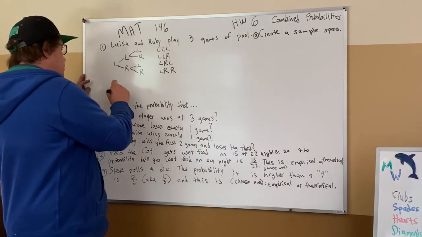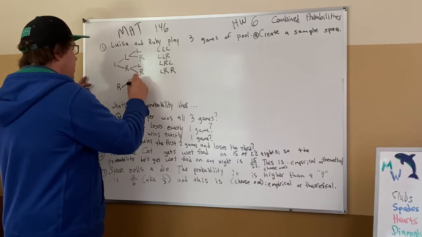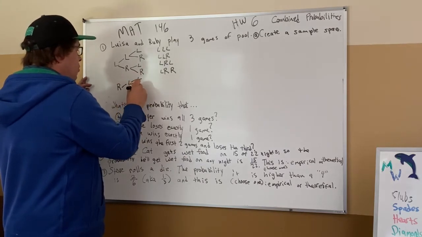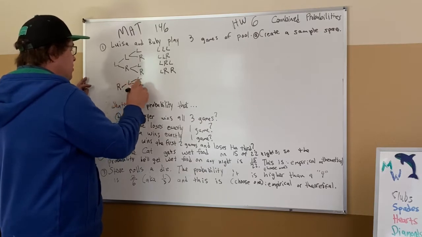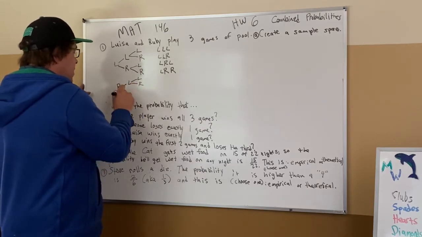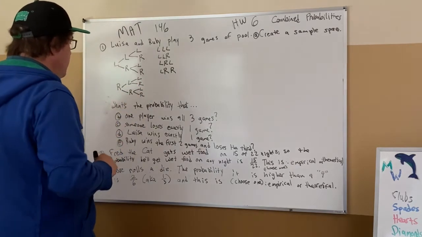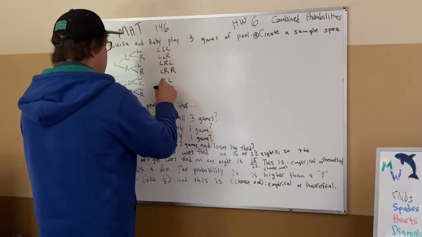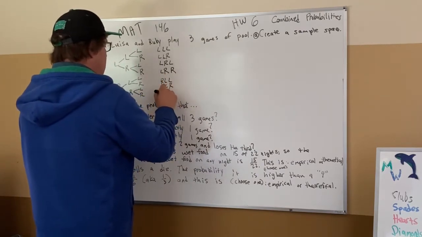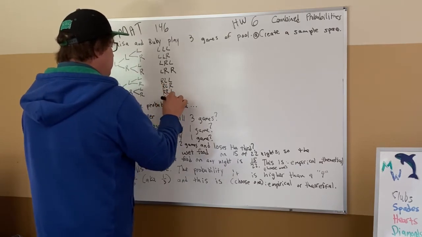Now Ruby could have won the first game, so we have kind of the same thing going down here. But then it can go up with L and then up again with L. This L can go to R. We can have Ruby, Luisa, Luisa, or Ruby, Luisa, Ruby. Ruby wins the first game and wins the second game, and then have Luisa win or Ruby win. And now we have R, L, L, R, L, R, R, R, L, finally R, R, R.